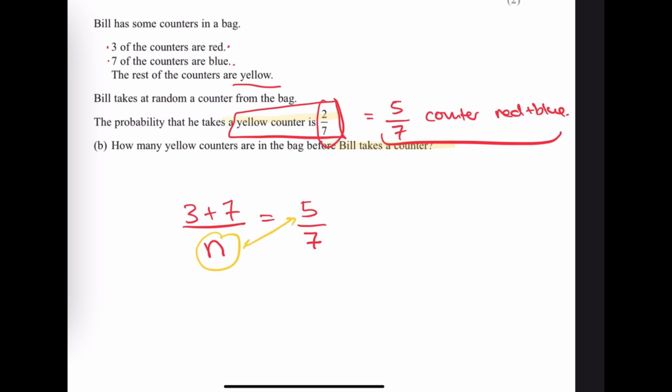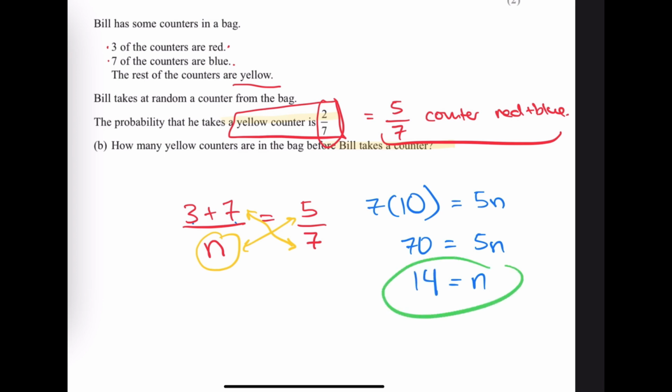Now, since we made the equation, all we're going to do now is find out what n is. We do this by cross-multiplying so that we can get rid of the fractions. So we do 7 times 10, because 3 plus 7 equals 10. That equals 5n. 70 equals 5n. Therefore, n equals 14. However, 14 is the overall number of counters, since that's n. It is not the number of yellow counters, which is what they are asking for. So it doesn't end there.